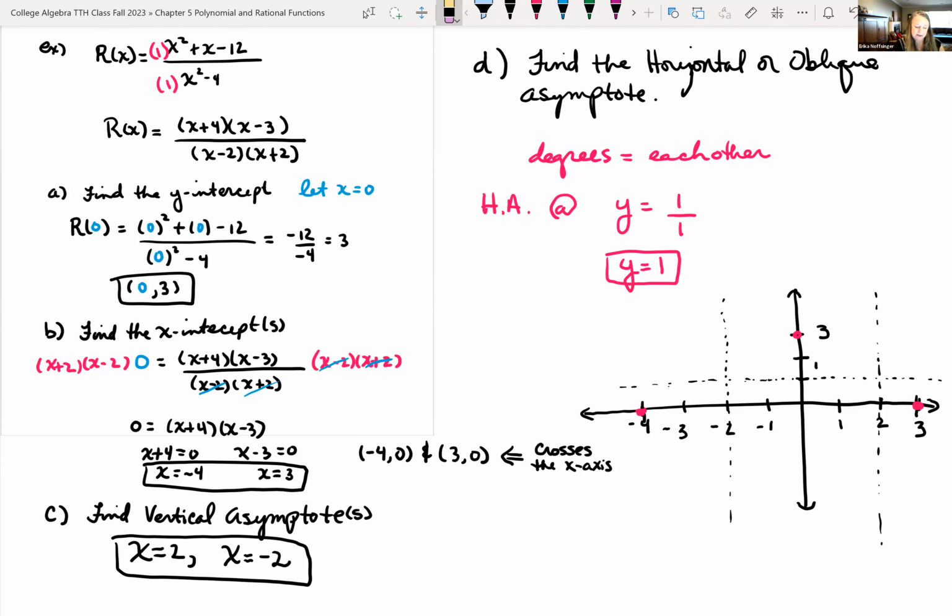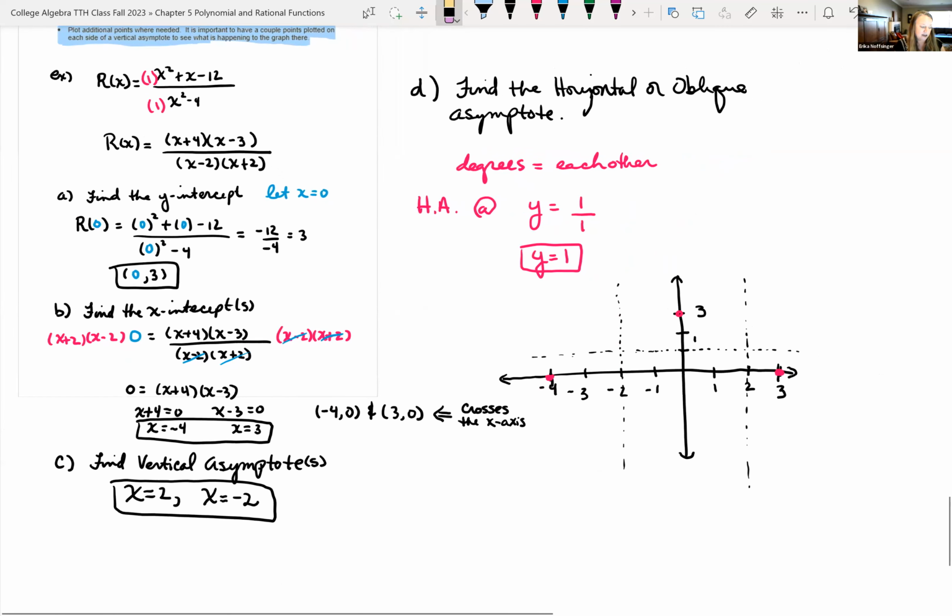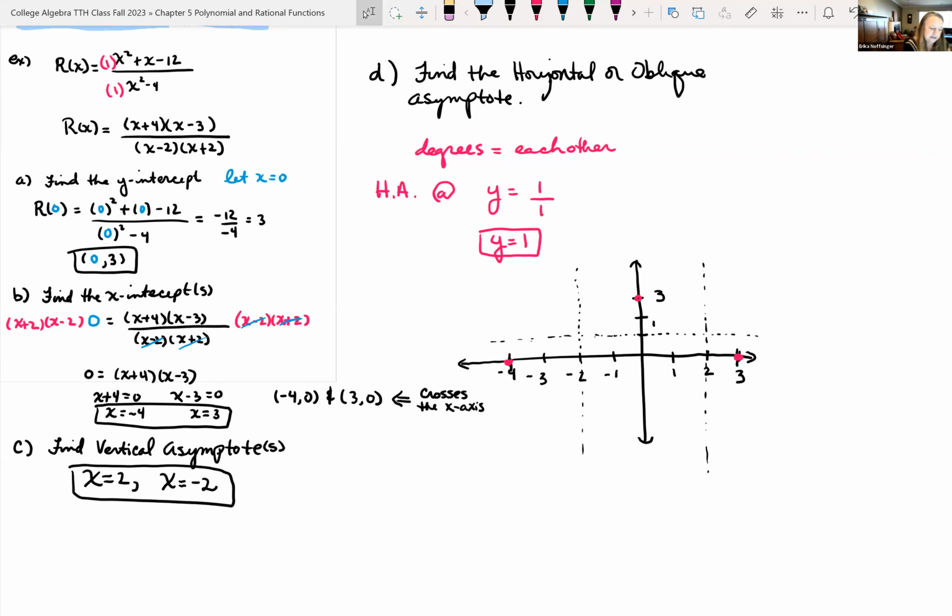So let's plug in x equals -3. Let's make a table here. When x is -3, I want to figure out what my y value is. I can plug it back into my original function, r of x, or into my factored form. Factored form might be a little faster and easier, but you can do whatever you prefer.